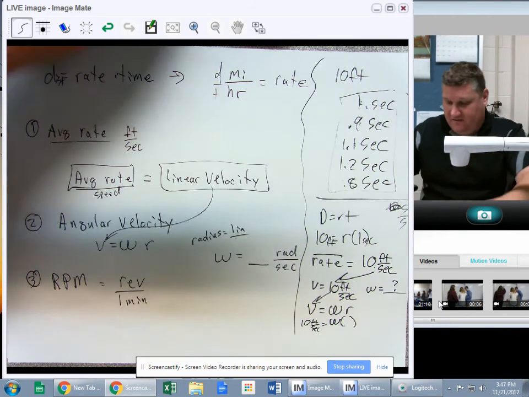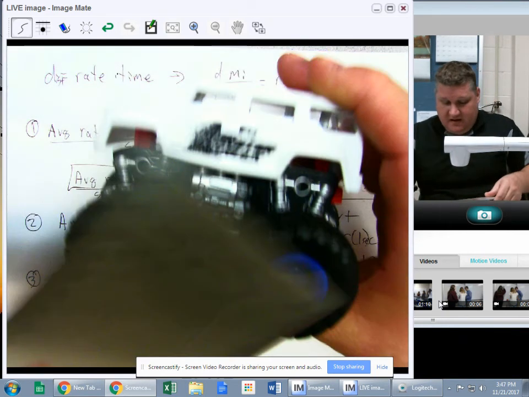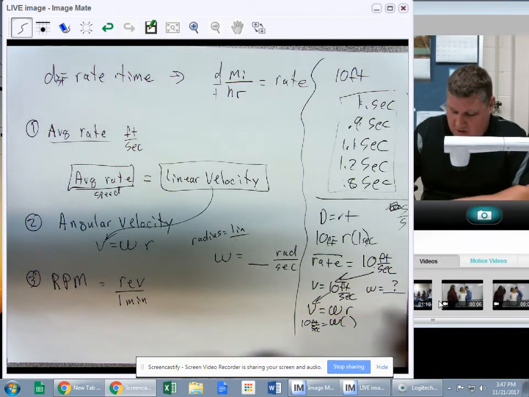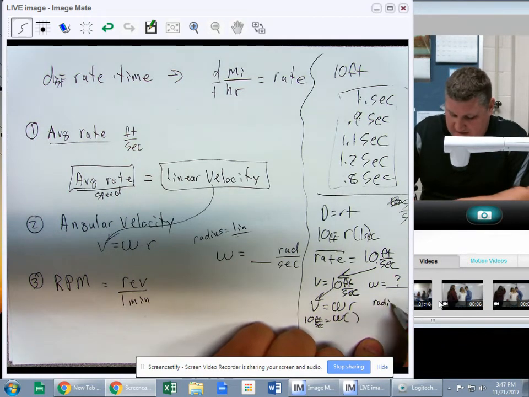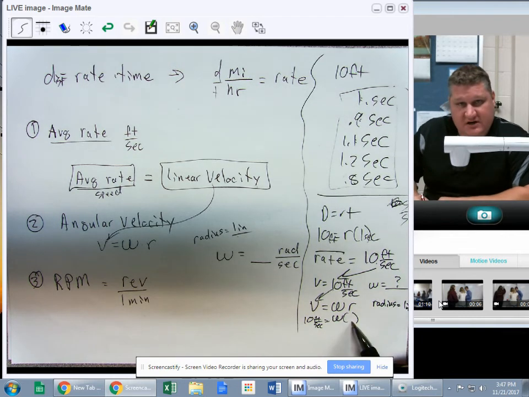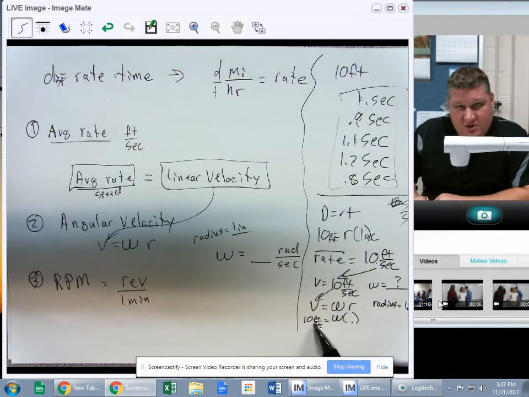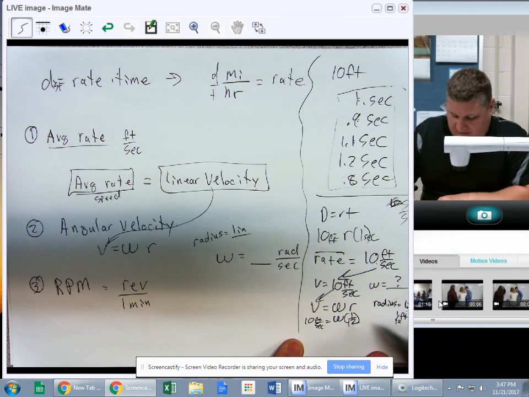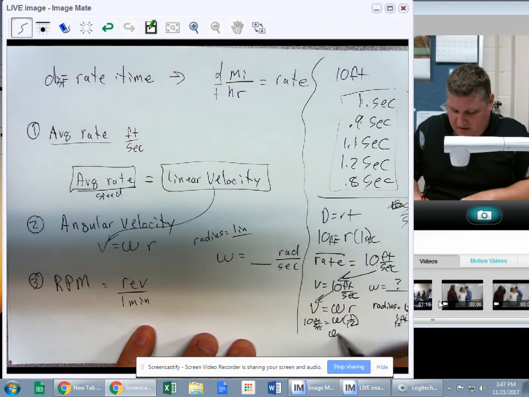I do know the radius because if I take my wheel and I measure, I go, oh, look, it's 2 inches wide, so the radius is 1 inch. Now, I cannot put 1 inch in here because I have feet here. So what is 1 inch in terms of feet? It's 1/12 of a foot. At this point, I can solve for omega. Omega equals 120, and that's radians per second.